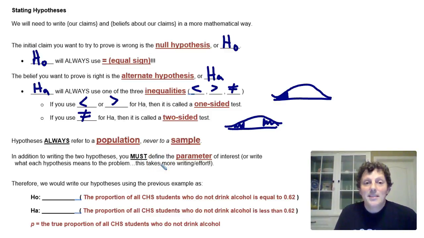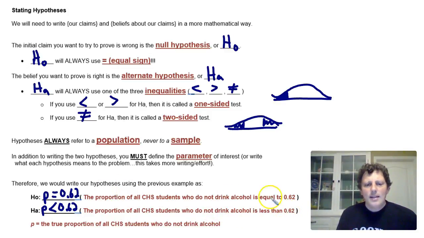All right, now there's two ways that you can do this. One way is, next to your null hypothesis, let's say in the Cairo High School we said that P was equal to 0.62. And then right next door to that, we could say that the proportion of all Cairo High School students who do not drink alcohol is equal to 0.62. So you can either write it in symbols or text. And the alternative we said was that it was less than 0.62. And again, you can write it in symbols or text. The proportion of all Cairo High School students who do not drink alcohol is less than 0.62.